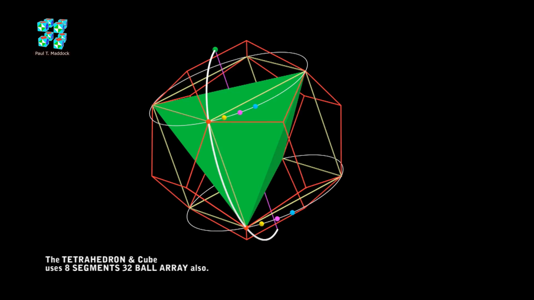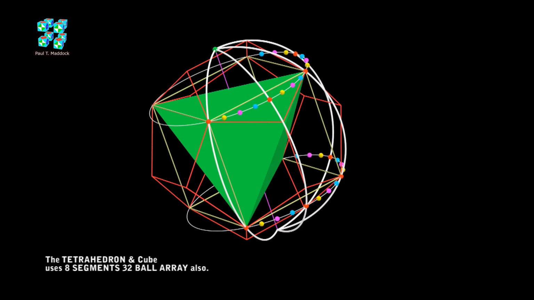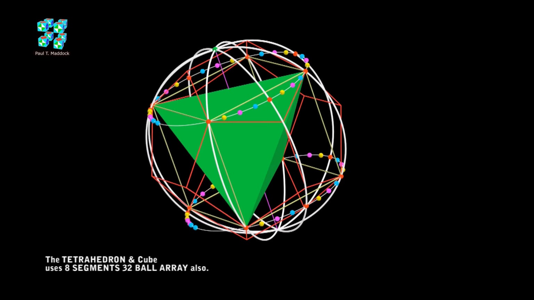And now we'll give it 8 segment copies again. And you can see that the 32 ball array and 8 segments line up to the vertices of this tetrahedron. So this polar array should go around the 6 faces of the cube. So let's focus on that tetrahedron for a minute. And for this we'll hide the white curves.